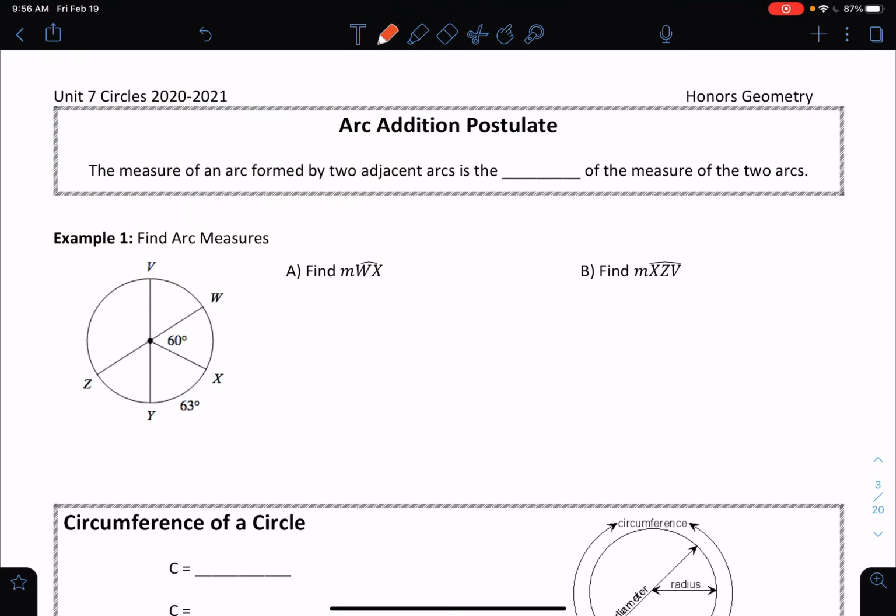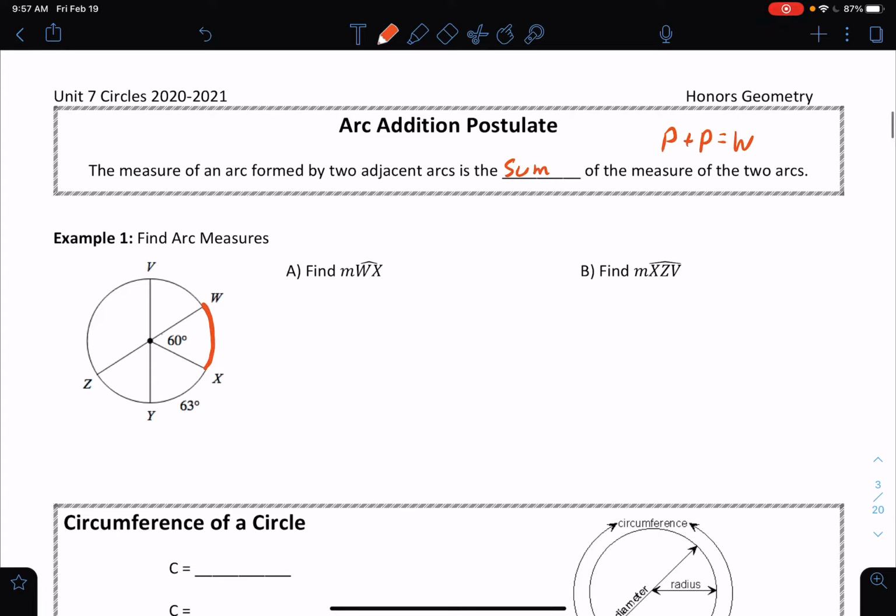All right, so applying some of those circle facts, we're going to first talk about the arc addition postulate. The measure of an arc formed by two adjacent arcs, or arcs that are right next to each other, is the sum of the measure of the two arcs. Basically, like we were talking about last semester with segment addition postulate or angle addition postulate, we have part plus part equals whole.